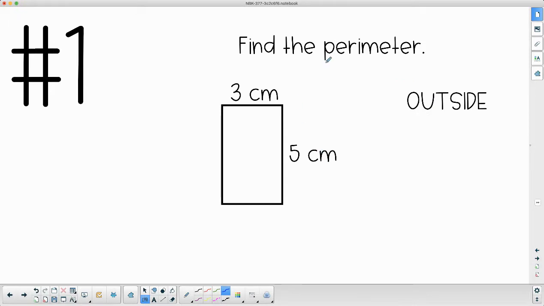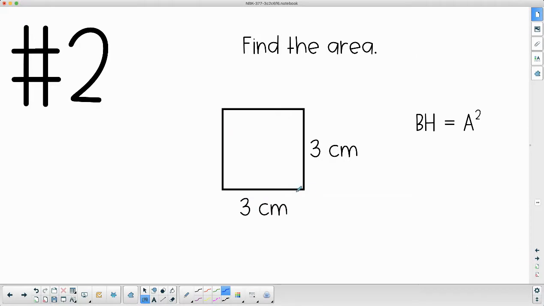Okay, number one asks us to find the perimeter. So we know we're looking for the outside. So we're just going to walk ourselves around. We've got 3 plus 5 plus 3 plus 5 centimeters will give us that answer. Number two asks for the area. So we're going to multiply. Our formula is base times height. So here's our base, 3, times the height, 3. And make sure you get units squared on that. So 3 times 3 centimeters squared.